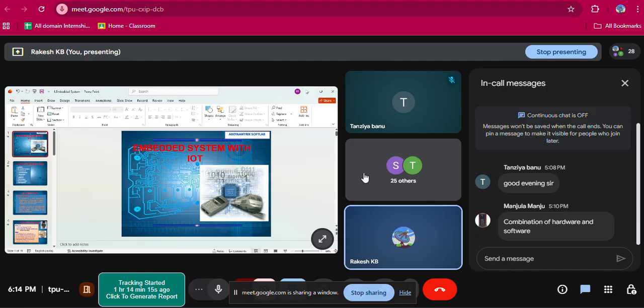And the applications: microprocessors are used in applications like computers, laptops, smartphones, tablets. So these are the applications. Next.